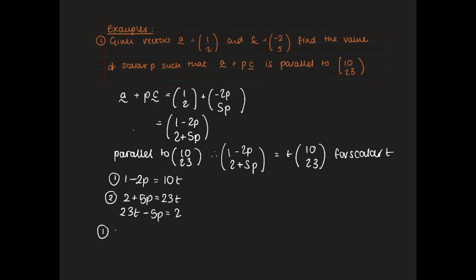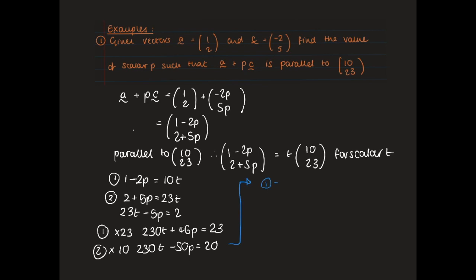So if I multiply equation 1 by 23, and equation 2 by 10, and then I can take one away from the other, and find p.